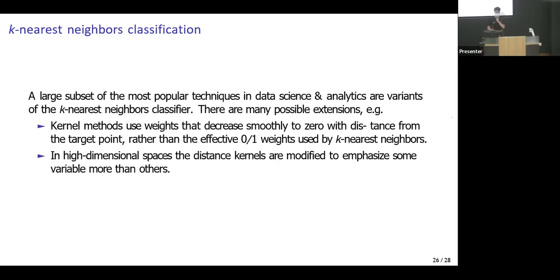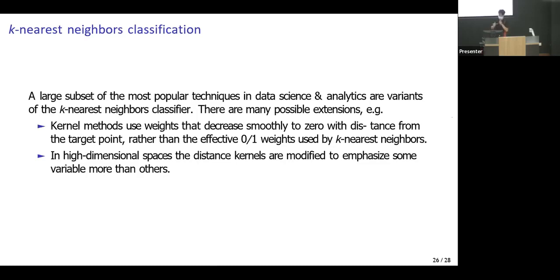So there are many possible extensions. For example, now, when we look at the three nearest neighbor, we just assign whether a neighbor is in the K nearest or not. So effectively, we just ignore those that are outside of this neighborhood. But we can come up with weights that effectively decrease smoothly based on the distance in the feature space from our test data point.